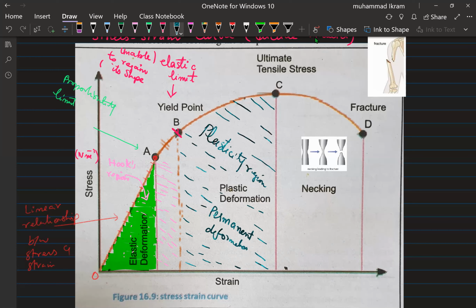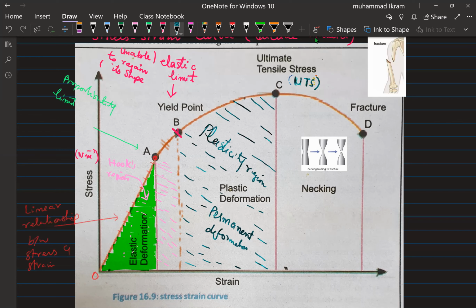Now, the point C here is called the UTS, the ultimate tensile stress.